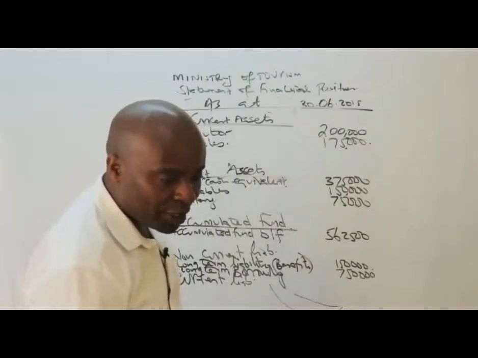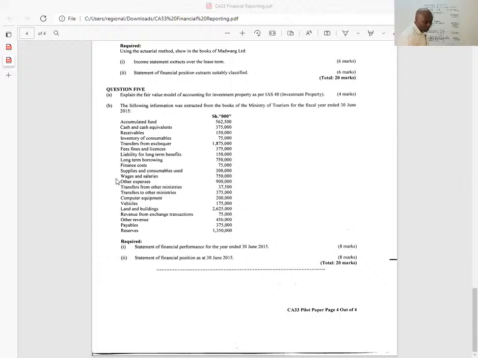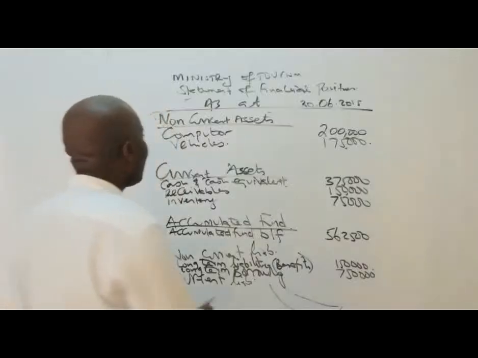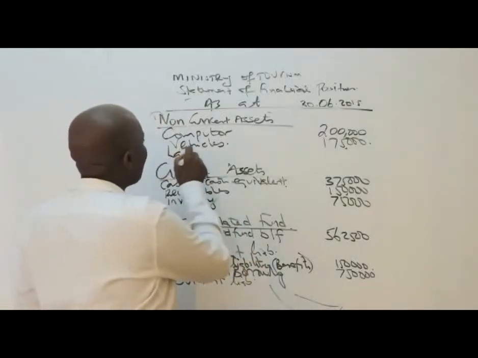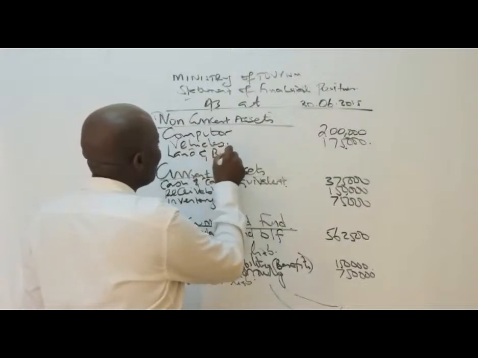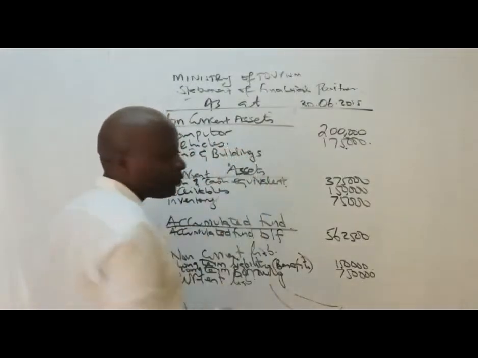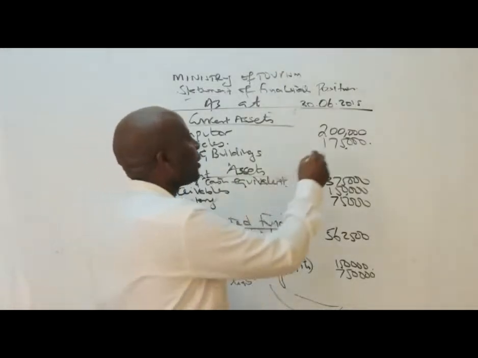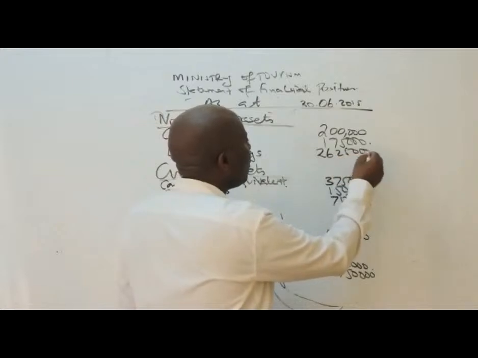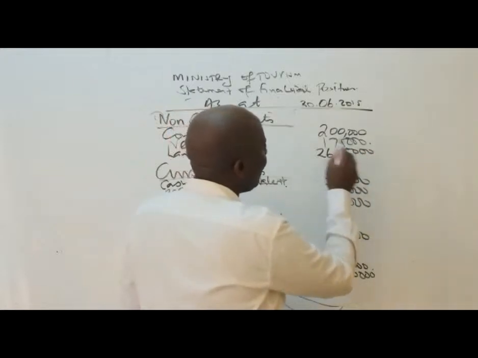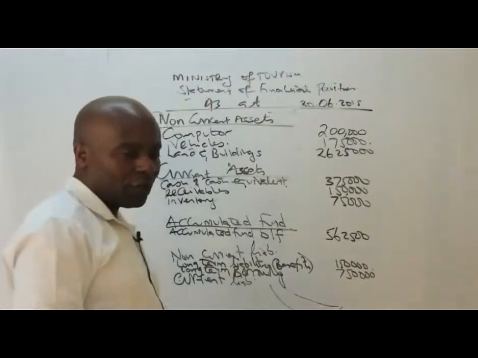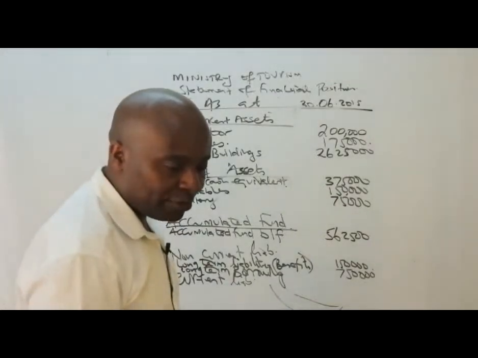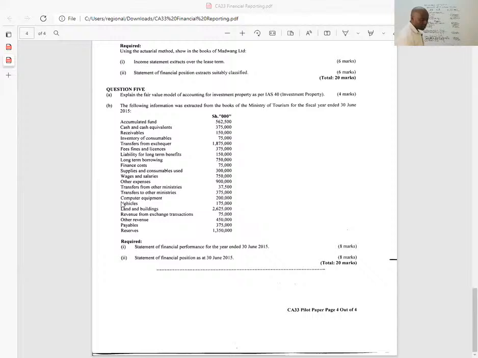The next one, what do we have here? We have land and buildings. Land and buildings, of course, are non-current assets. How much for land and buildings? 25,000. Thank you very much.